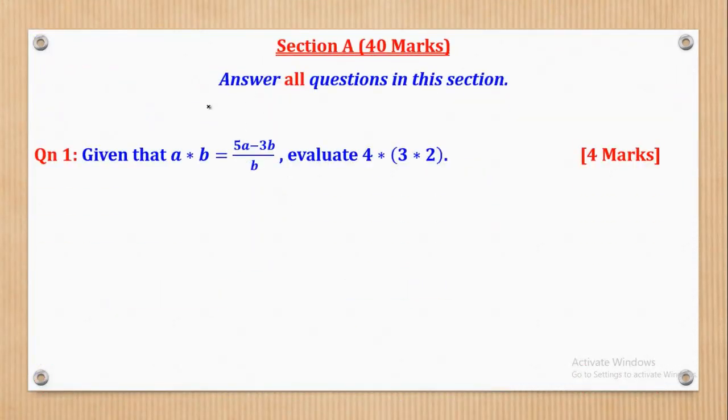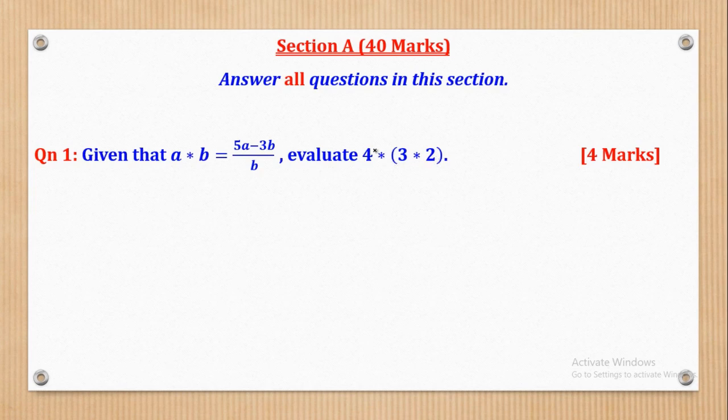So we shall start with section A. Section A, question 1 says, given that A star B is equal to (5A minus 3B) over B, evaluate 4 star (3 star 2).